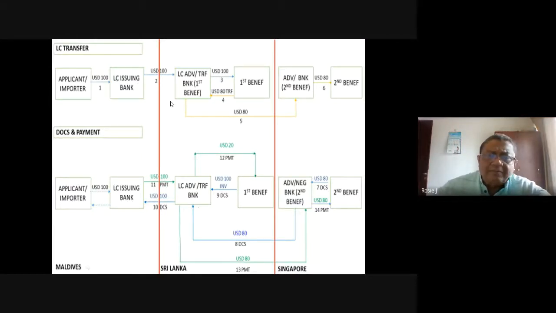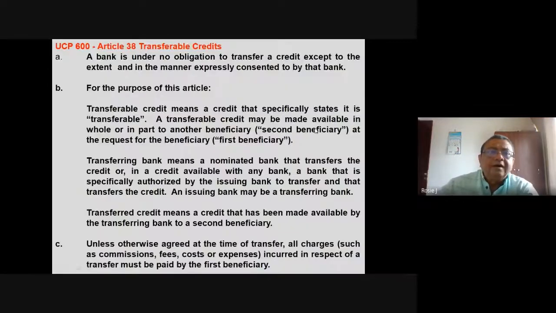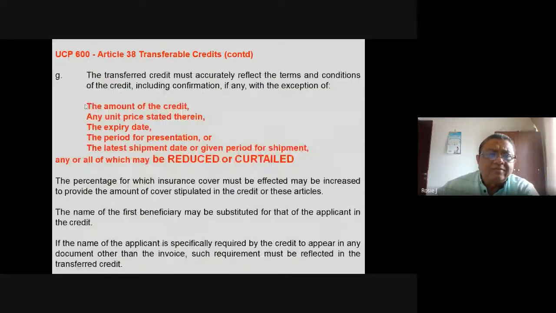Now we'll see what's the difference between this and the back-to-back LC, right? And this Article 38, like I told you, the letters of credit, documentary credit, is also subject to UCP 600. There's a booklet, and there are so many articles in that. Article 38 will tell you the rules regarding transferability. You can change certain items, but otherwise you can't.